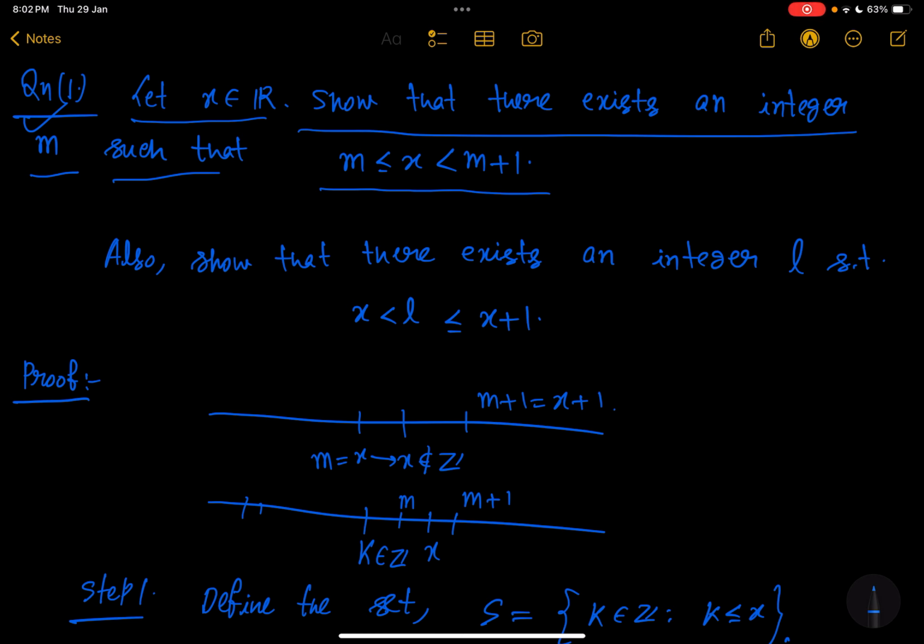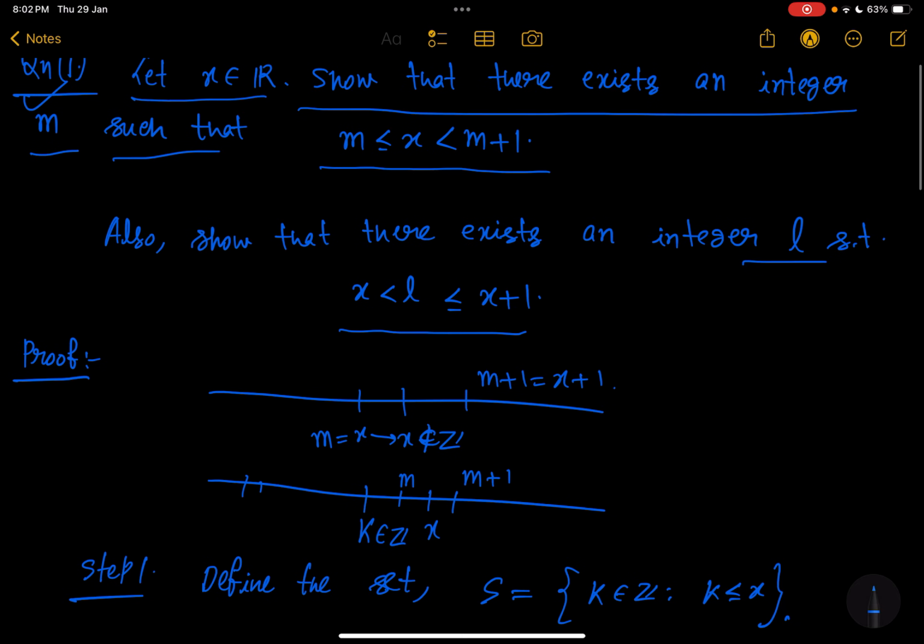Moreover, show that there exists an integer l such that x is strictly less than l less than or equal to x plus 1. Let's try to figure out at least the first one by the picture. Suppose you have this real line, and you have x somewhere. If x is an integer, then I can choose m equal to x. Automatically this will be satisfied, right?